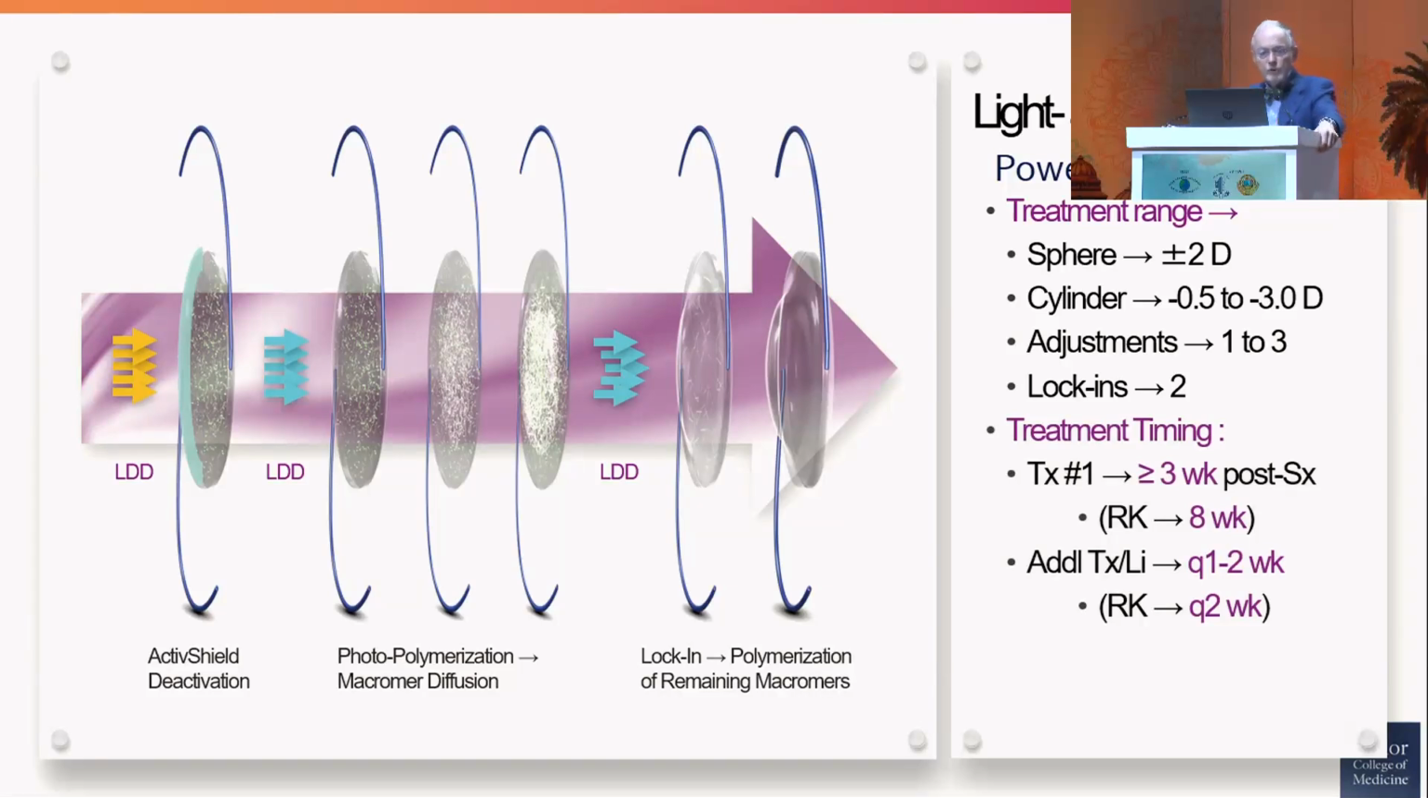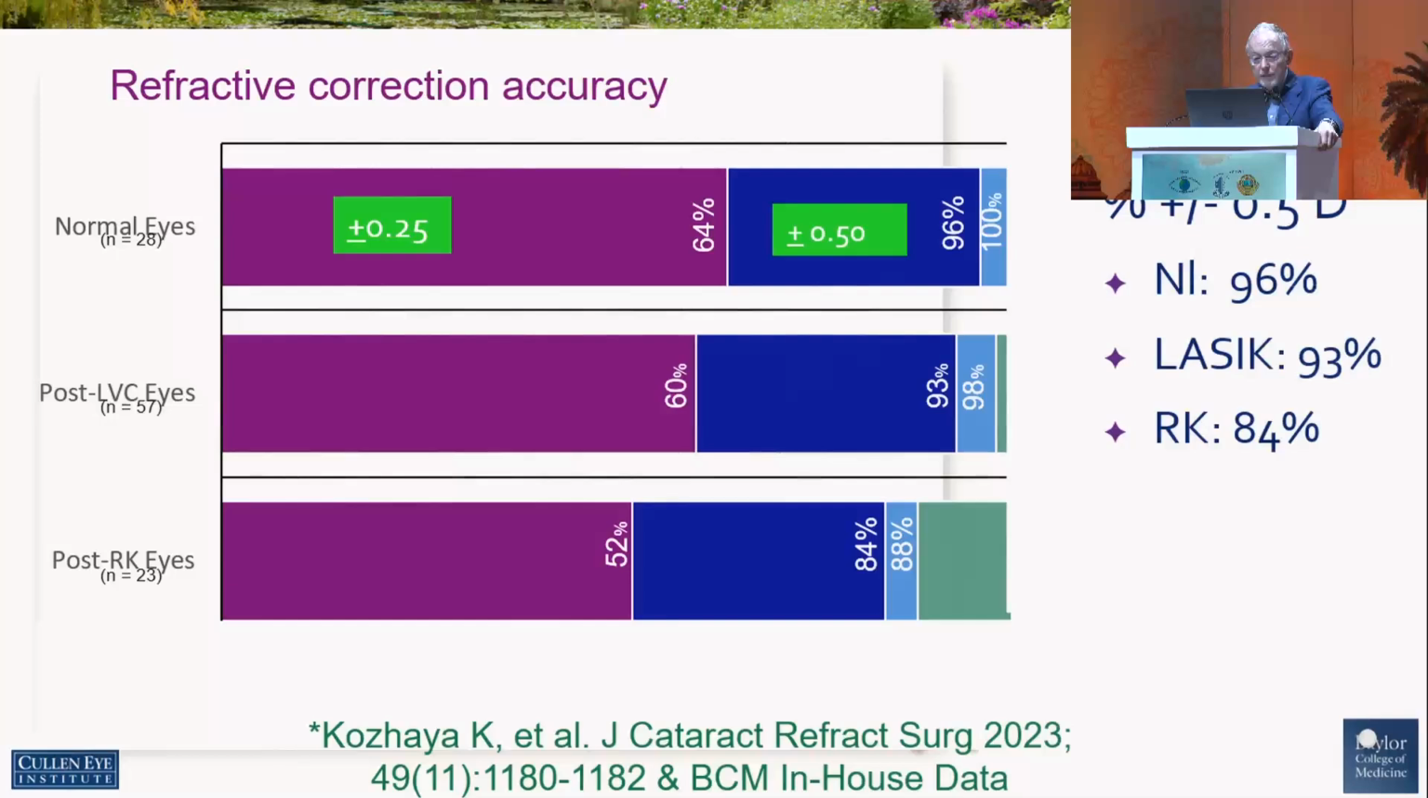We start the treatments about 4 weeks post-op in our post-LASIK eyes. In RK eyes, we wait 8 weeks to make sure they've stabilized, and it's a long process for these eyes. And if you look at our accuracy, you can see on the right, in normal eyes, we were 96% within a half diopter. In LASIK eyes, 93% within a half diopter. In RK eyes, 84% within a half diopter.